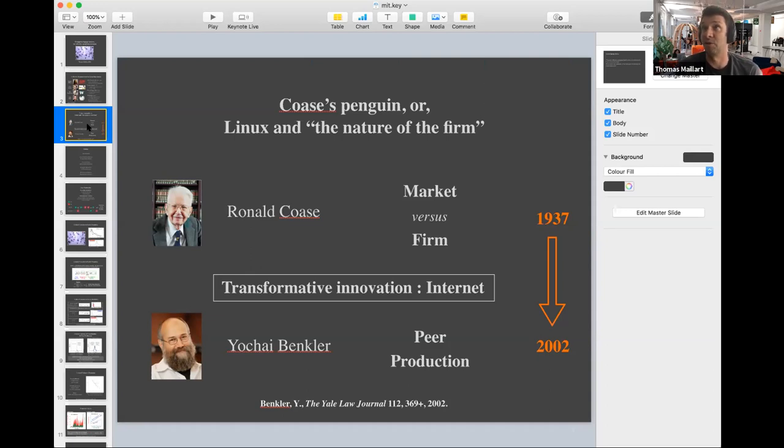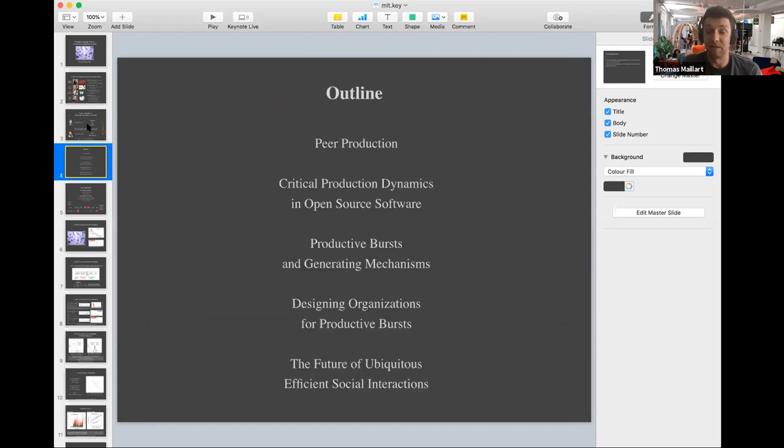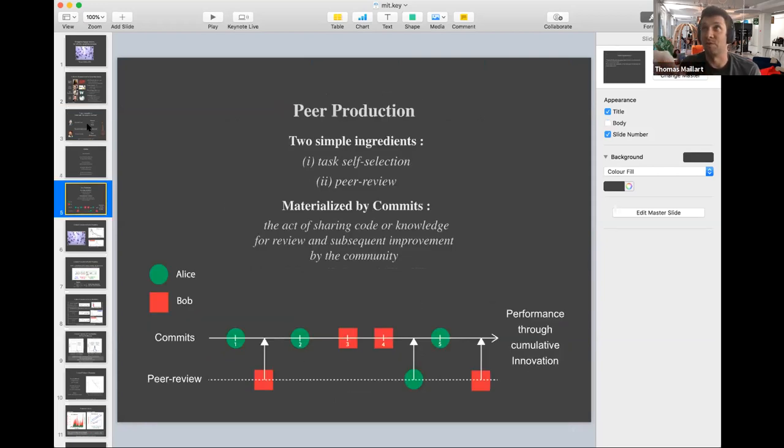With the internet, we have something new. This is called peer production. So let me explain a bit. This is the outline of the presentation. I think the nice thing about peer production is these two simple ingredients.